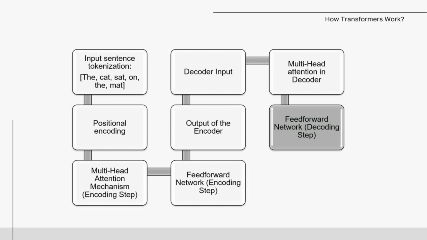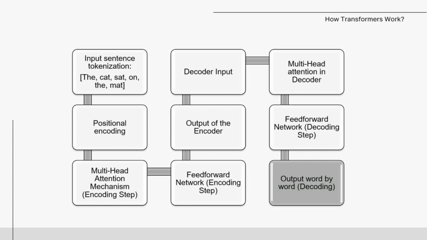After attention, the decoder's output is passed through a feed-forward neural network just like the encoder. This helps to refine the decoder's predictions by adding more context and learning from what has already been generated. Now, in step 9, the decoder continues generating the output sentence word by word. After predicting the first word the, it predicts cat, then sat, and so on until it has generated the entire sentence.